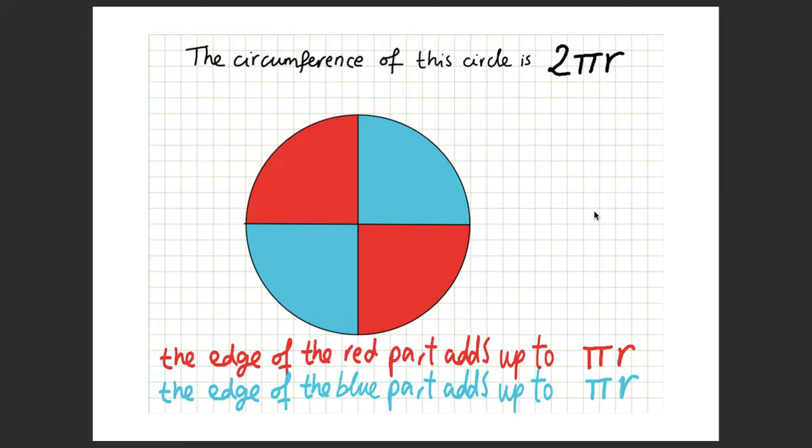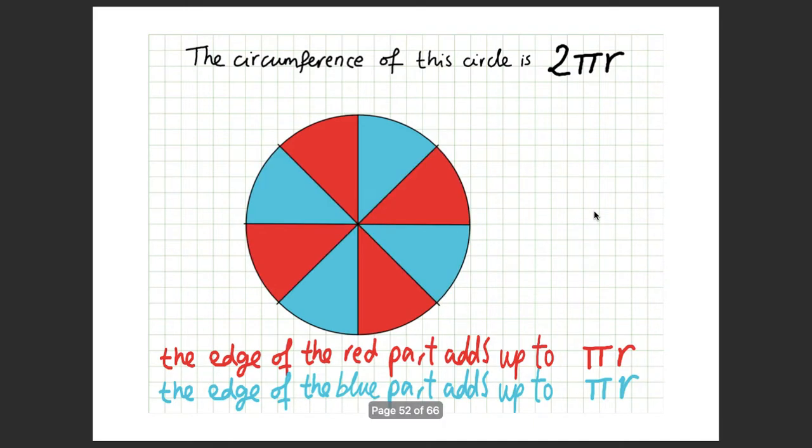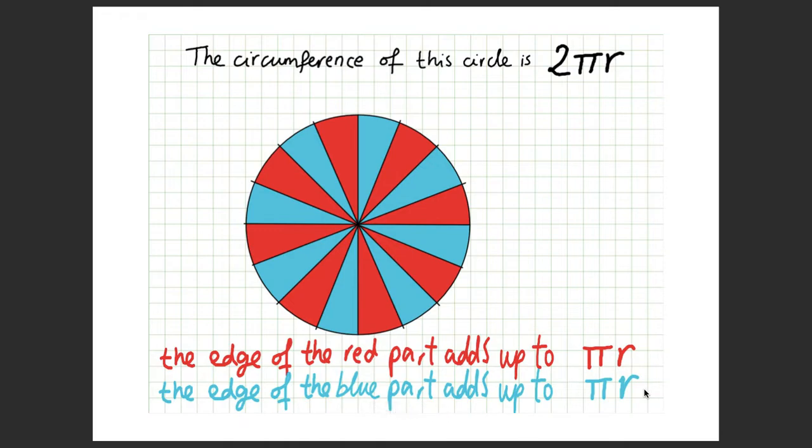Now I've split that up into 4 parts, red and blue, but I could equally have split it up into 8 parts, red and blue, and then the same thing would have been true. The red part would have added up to pi times r, the blue part would have added up to pi times r. Could have done exactly the same thing for 16 parts.